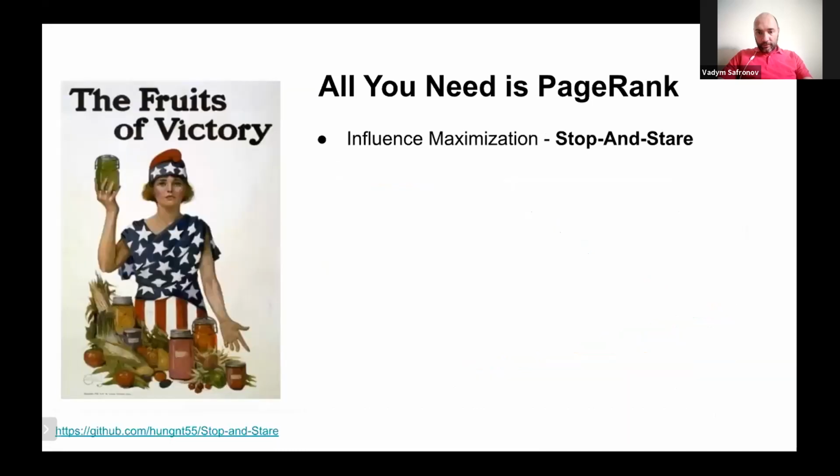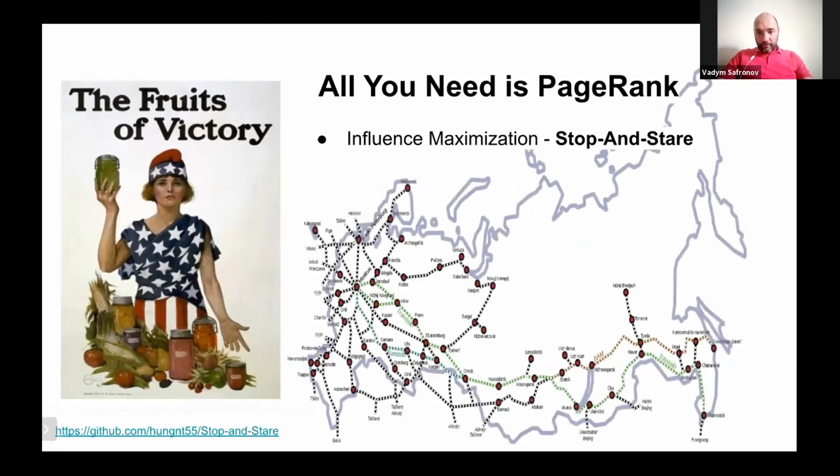Moving on. The next question is funnier. Which city has the biggest impact on dynamics? And here you see Russia and its railroad network. In case it is the only city, PageRank is all you need. As we want to find several cities to maximize spread, the question is trickier. This problem is NP-complete, and good news is there are good approximations. So we use this recent stop and stare algorithm and find suboptimal places to control or block.